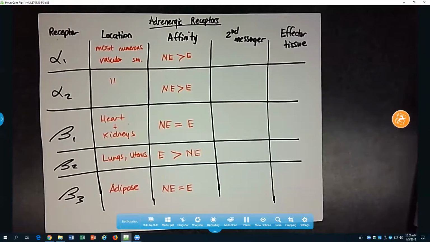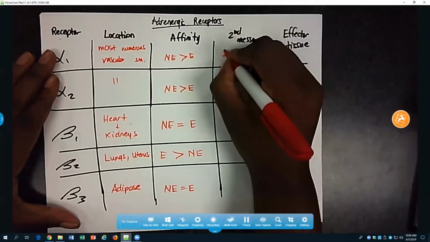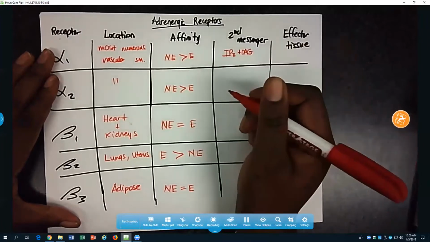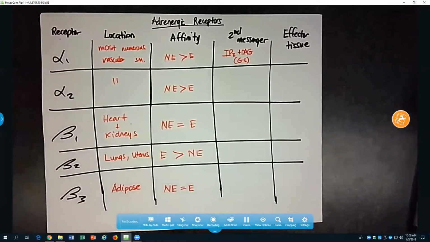What were the second messengers involved in alpha-1 receptors? Remember, alpha-1 had an entirely different mechanism, an entirely different set of second messengers. This was IP3 and DAG, right? IP3, and then of course DAG. And then this was a G stimulatory protein. What was its effect on the tissue? Excitatory.